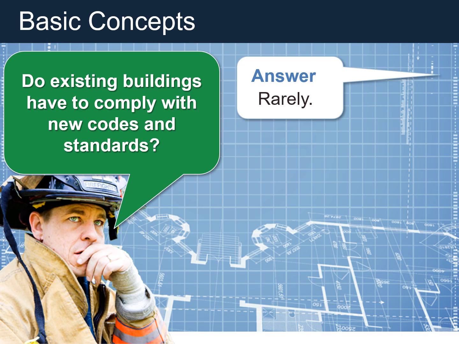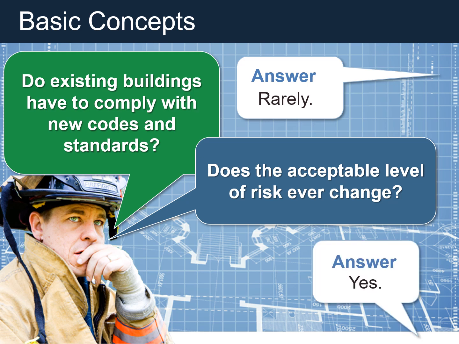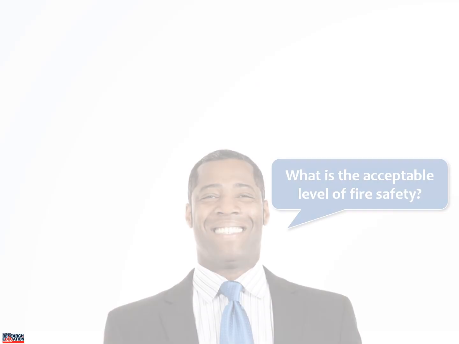On a rare occasion, jurisdictions in the model codes identify a risk that is unacceptable, even in existing buildings. These risks are then mitigated using retroactive requirements. These are rare but important events. So does the acceptable level of risk ever change? In other words, does the expected standard of safety change over time? Absolutely. And the change may be to a safer environment, or in rare instances, we have actually seen changes to a more hazardous condition.